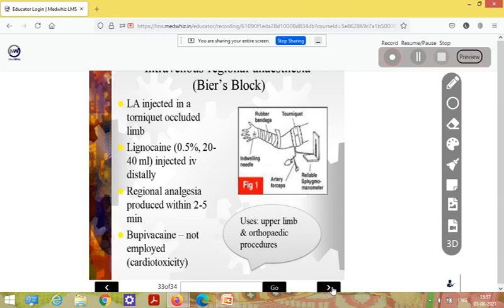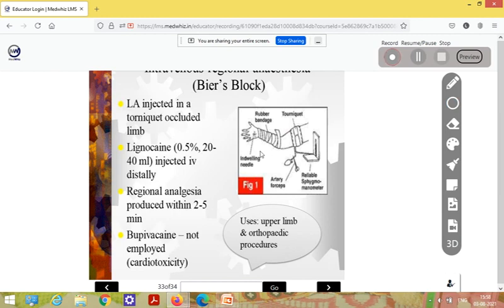The last thing I would like to talk about happens to be intravenous regional anesthesia, also called the Bier's block. Now, you have videos uploaded on YouTube which show you how this technique is performed. Until you see it being performed, you would not understand the nuances of this procedure. But never mind, I'm going to try to explain this to you all.